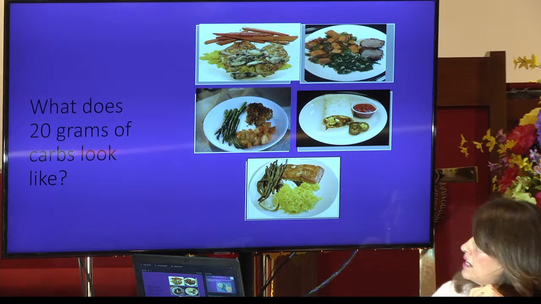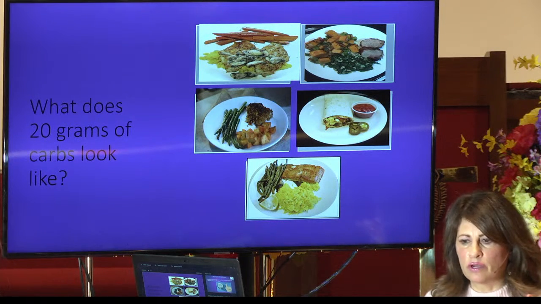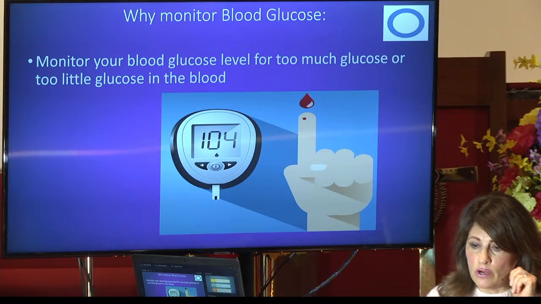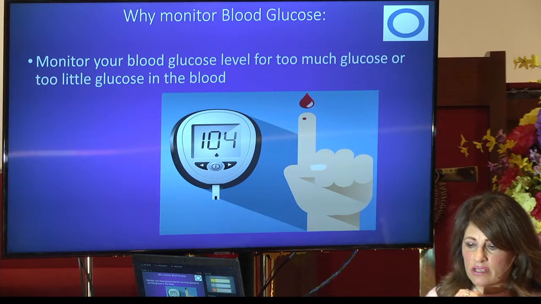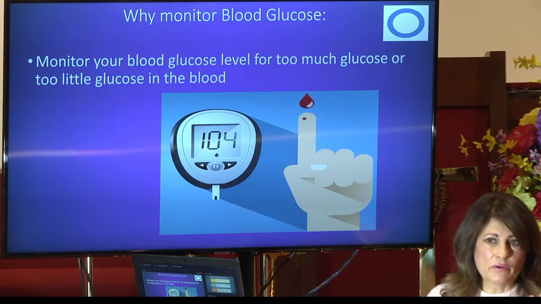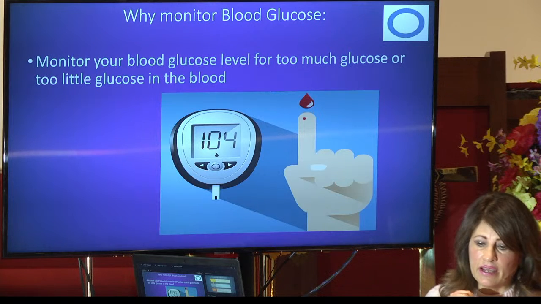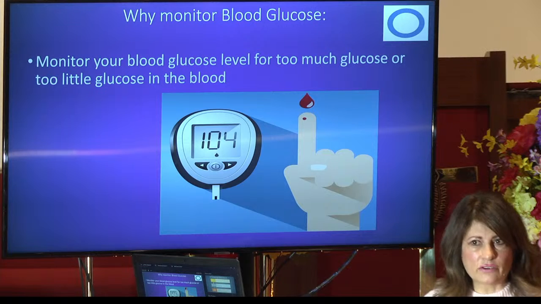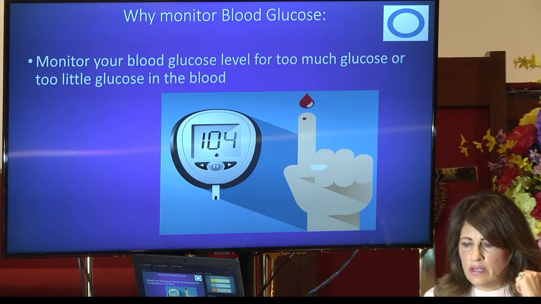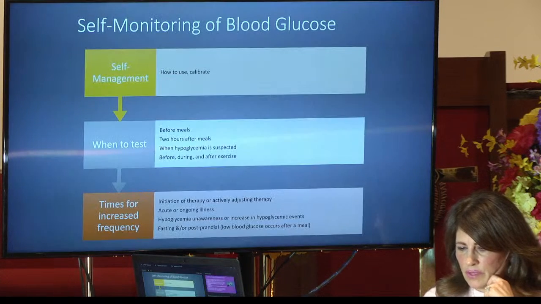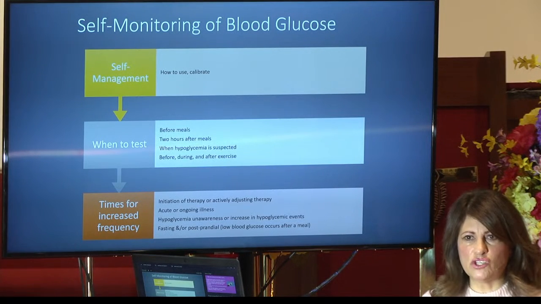So the next one I'm looking at is why monitor blood glucose? Monitor your blood glucose level for too much glucose or too little glucose. And it shows you that's a little monitor and they prick their finger. Sometimes some people have to do this 3 times a day, more, 4 times. Depends. You have to follow the doctor's orders. So self-monitoring of blood glucose. Well, we need to learn how to use the machine and when to test.